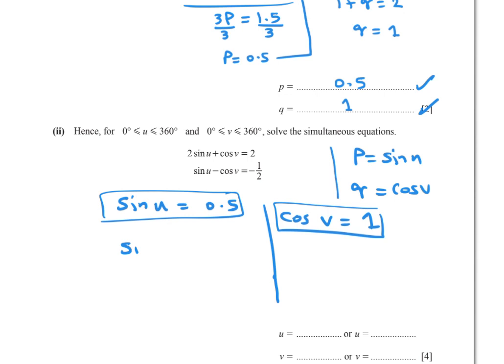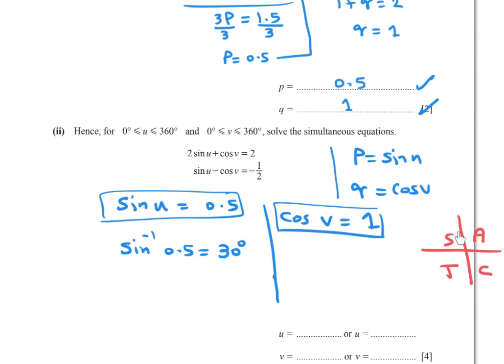Sine inverse 0.5 to find the acute angle which has sine 0.5. What is the answer? 30. But we have two values for u, because sine is positive from the asterisk rule, sine positive in the first quadrant and the second quadrant.